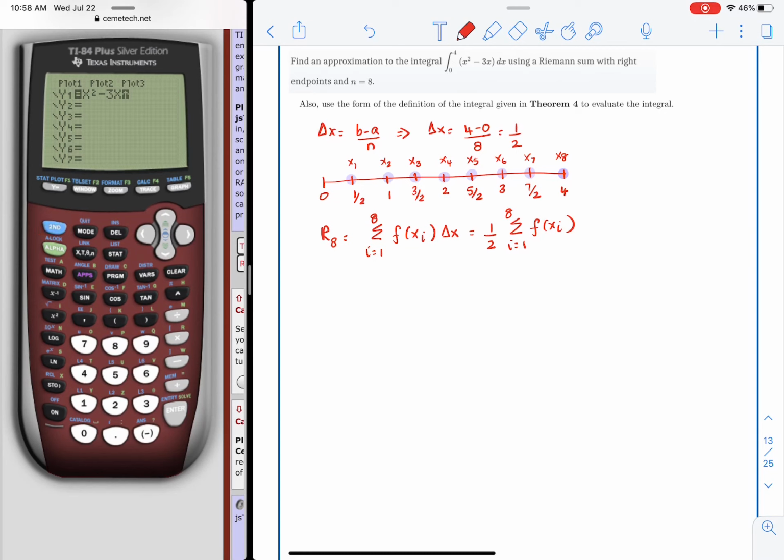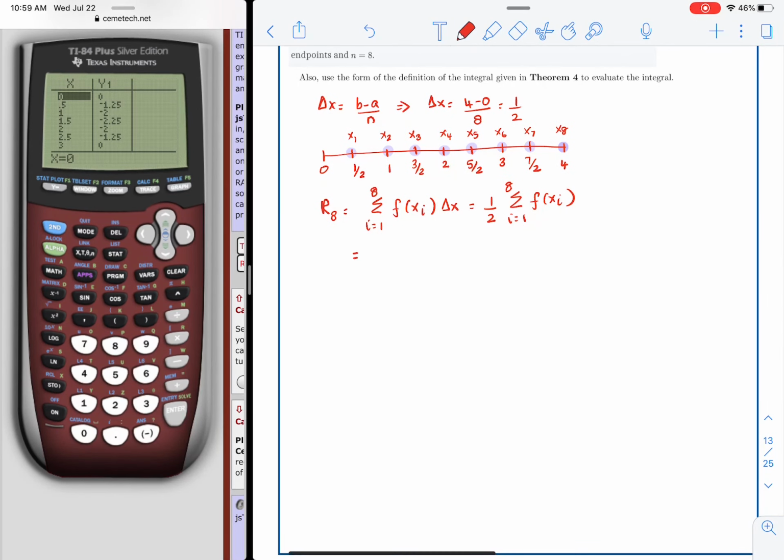Minus 3x, table set. We start at 0, go all the way up to 4, and the increment here is 0.5, which is 1/2. So I'm going back to my table. I have the values. So 1/2, we don't include the first one, so minus 1.25, minus 2, minus 2.25, minus 2, minus 1.25, 0, 1.75, and the value at 4, which is 4.